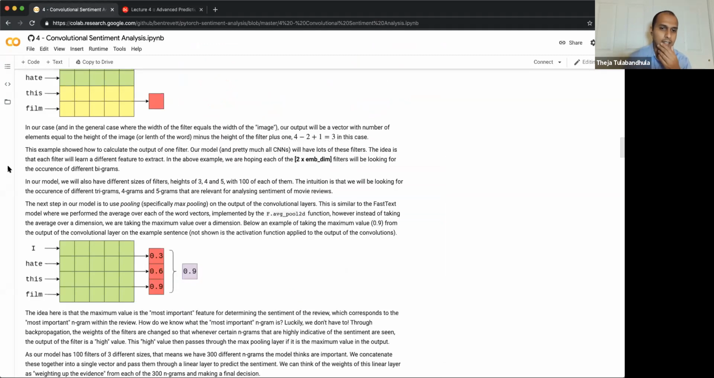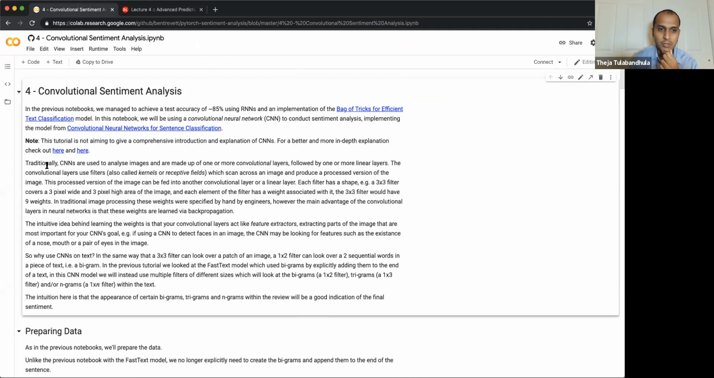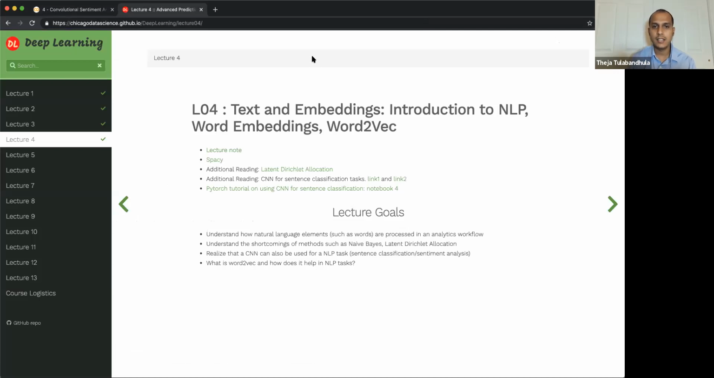So I have linked the corresponding Python IPython notebook, which does CNNs for sentence classification, and you should read the paper as well. If you look at this link I have, you have a few well-known tools for text processing. Spacy is one of them. You can read this very nice tutorial on LDA. And then additional reading for CNN sentence classification tasks.